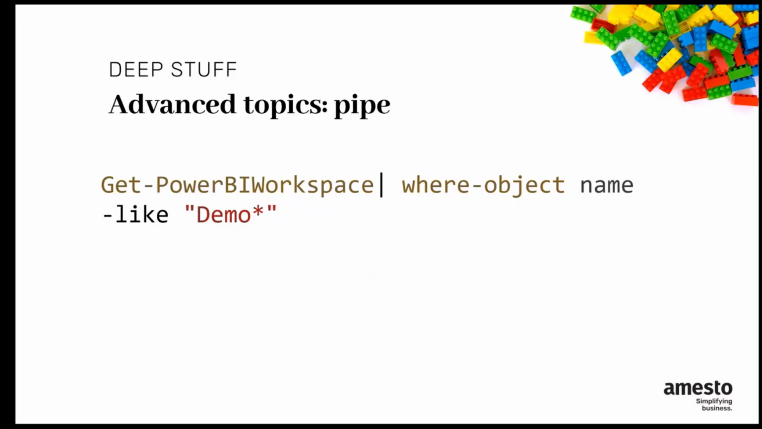In this case, the get Power BI workspace commandlet retrieves a list of all the Power BI workspaces that the current user has access to. The pipe then passes the output of the get Power BI workspace commandlet to the following command in the pipeline. Then the where object command filters the list of workspaces, and in this case returns only the workspaces that have a name that starts with demo.